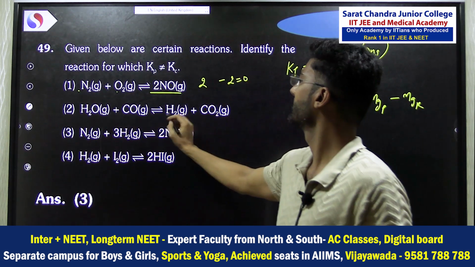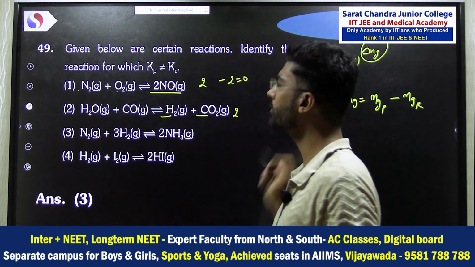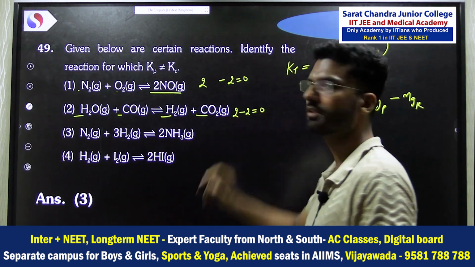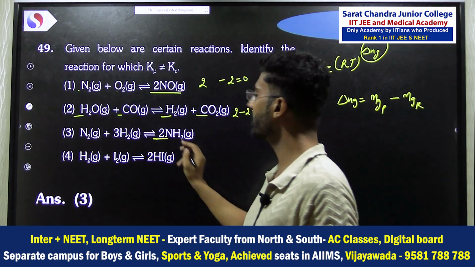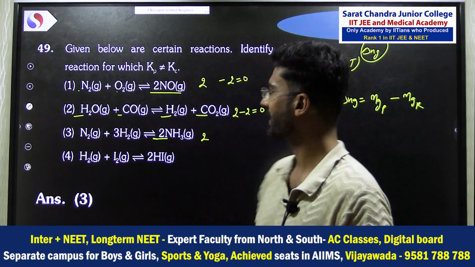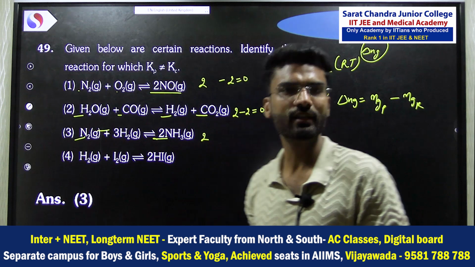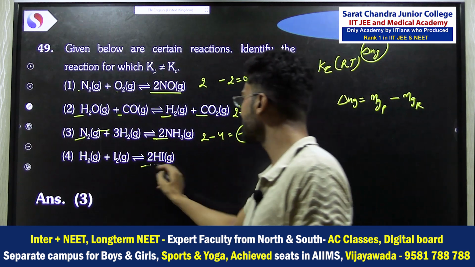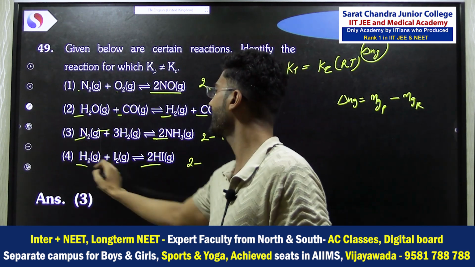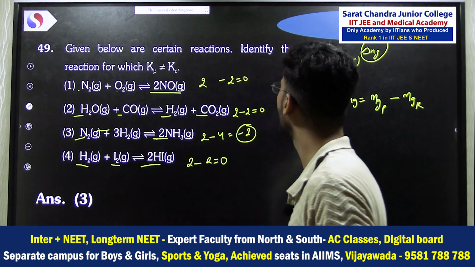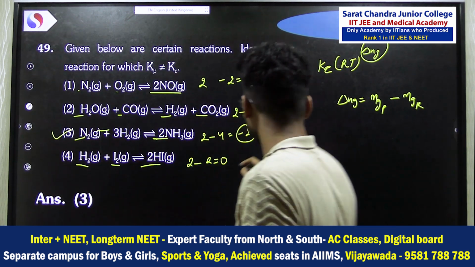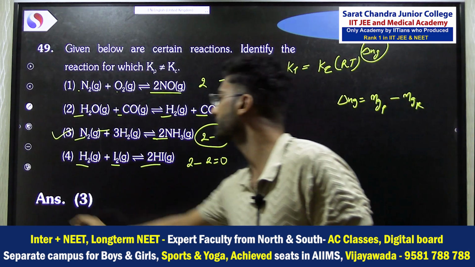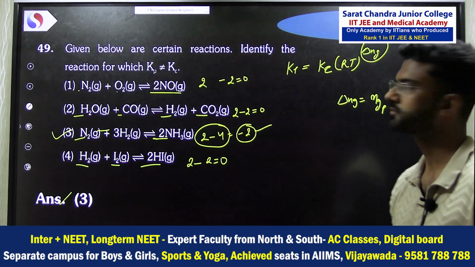In this case, product side 2, reactant side 1 and 1. So 2 minus 2 equals 0. In this case, product side 2, reactant side 1 and 3, that is 4, so it equals minus 2. In this case, 2 minus 1 and 1, 2, equals 0. So only in the third option are the moles on the product side and reactant side not equal. So our answer will be option number 3.